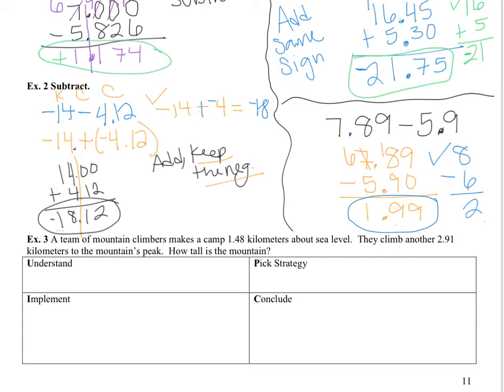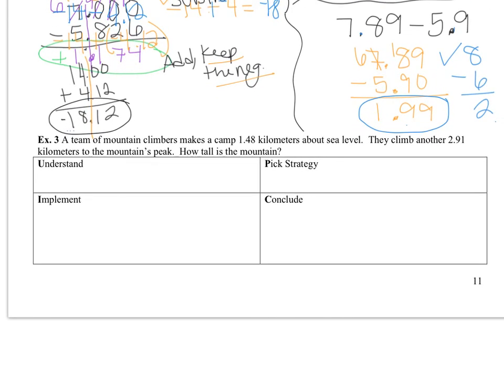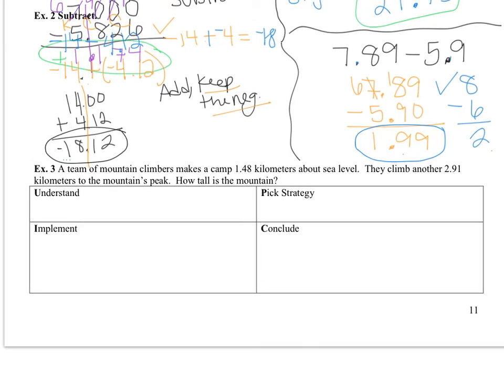Down at the bottom we're going to do a U pick to finish off our video, and I'll get you started with the first part and then I'll have you implement it on your own. A team of mountain climbers makes a camp 1 and 48 hundredths kilometers above, I'm guessing that should be above, right, sea level. They climb another 2 and 91 hundredths kilometers to the peak. How tall is the mountain?